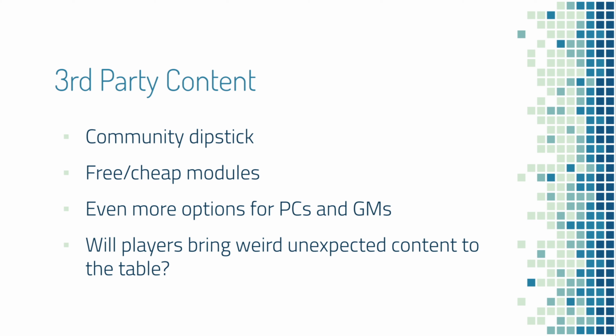What third-party content is available for your system? If you're looking at a system and there's a bunch of third-party content, that's a good sign, because that means that the community for this system is, or at least was, very active. There's probably going to be a lot of resources to pull from for GMs in this system. Keep in mind that third-party content does have a reputation for players bringing weird things into the game, but that's also something that means that you have more options as a GM. Obviously, good PCs will always ask before bringing third-party content in, but it is something that does happen.